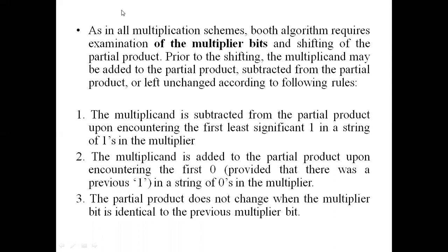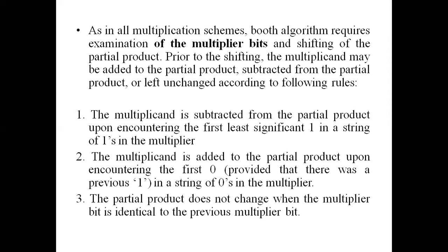As in all multiplication schemes, Booth's algorithm requires examination of the multiplier bits and shifting of the partial products. Prior to shifting, the multiplicand may be added to the partial product, subtracted from the partial product, or left unchanged according to the following rules. So this is basically Booth's algorithm, which is based on the following three rules.